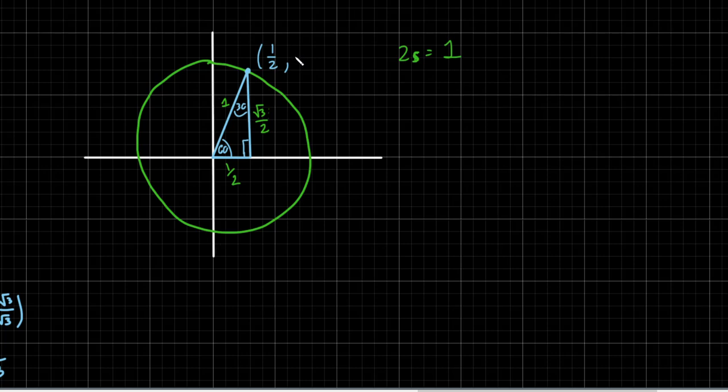Negative square root of 3 over... Yeah, perfect. It's the same thing as the last one, but we just switched the coordinates. But we still got to figure out what tangent is. So tangent of the 60 degrees is sine over cosine.